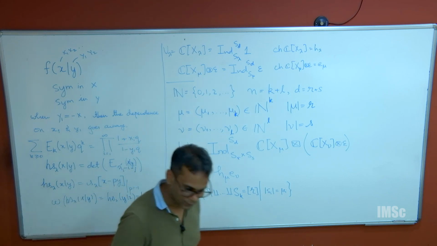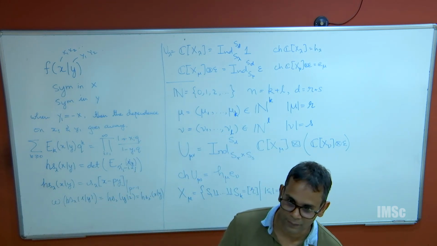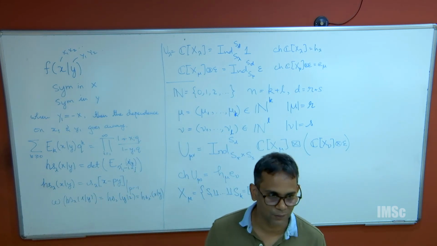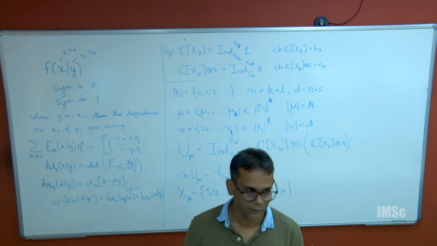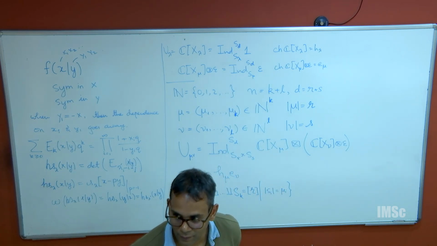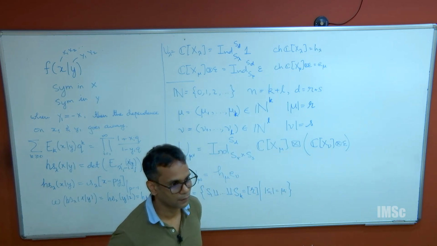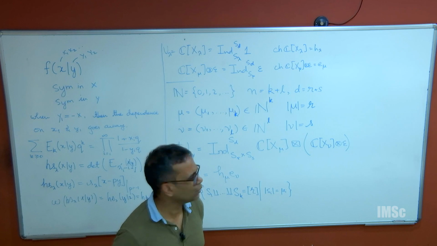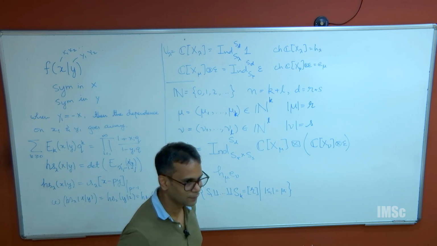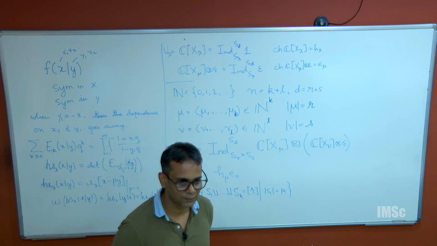I don't know if I can hear him, but he's connecting to audio. Is there an n equals k plus l? Does it play a role here? N is equal to k plus l. You can just start with k and l. It doesn't matter, n is the sum.